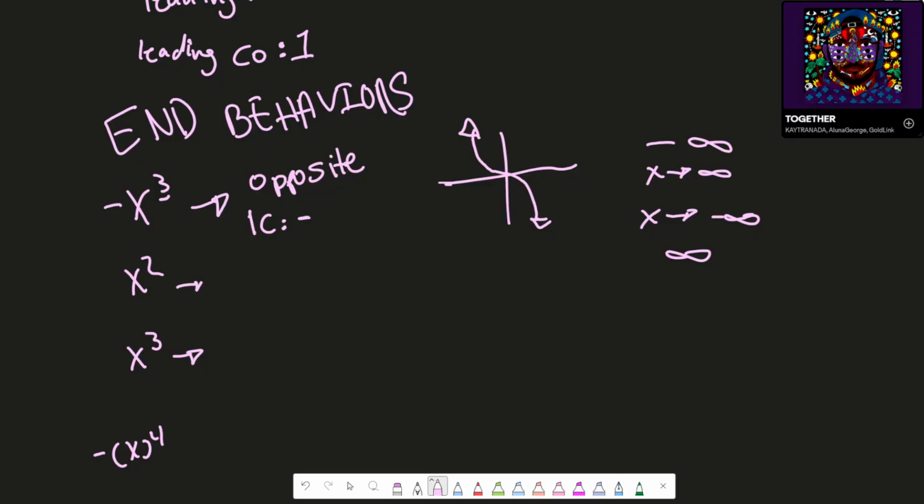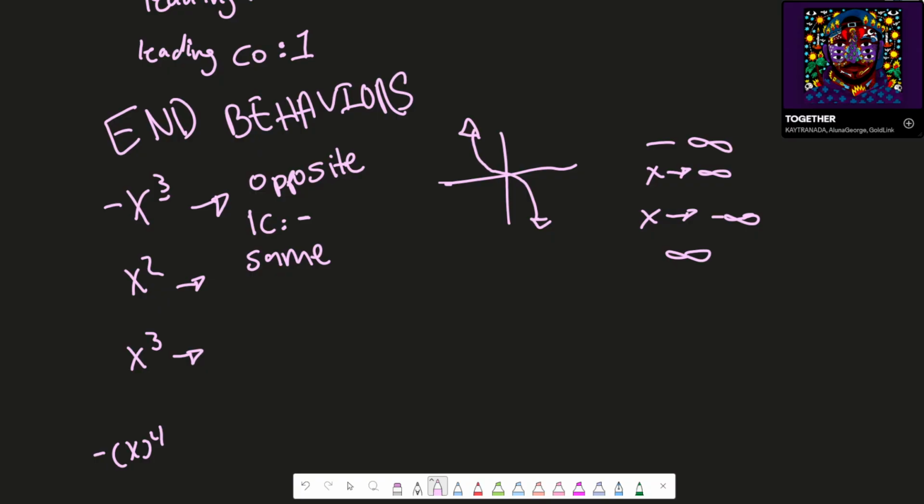Let's go to x cubed. X cubed means an odd degree. When we know even means pretty equal, you can divide it by 2 and you always get a whole number. So it splits equally, and equal, the way I like to think about it, is same. So it's going to end the same way.